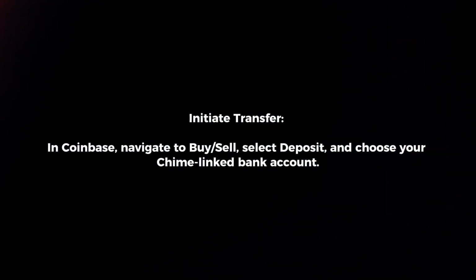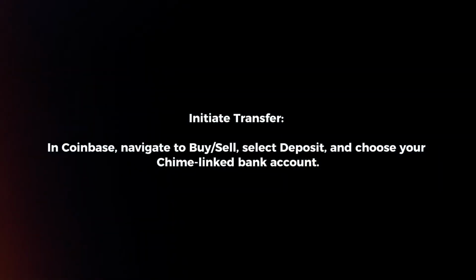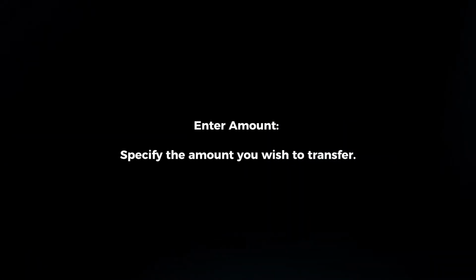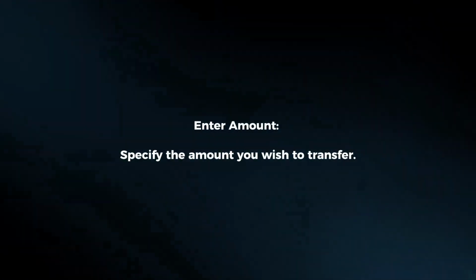Transferring funds. Initiate transfer. In Coinbase, navigate to buy or sell, select deposit, and choose your linked Chime bank account. Enter amount. Specify the amount you wish to transfer. Confirm transfer. Review the details and confirm the transaction.